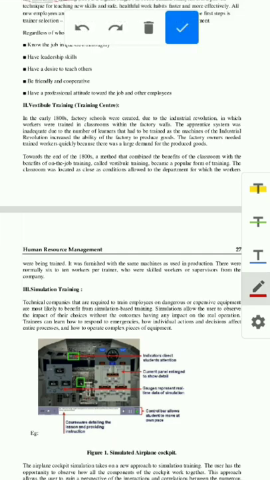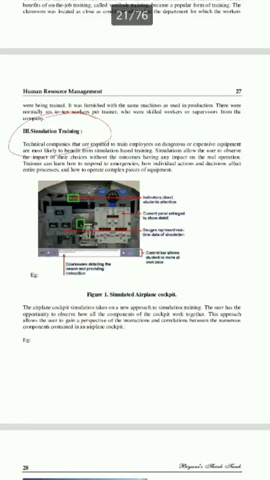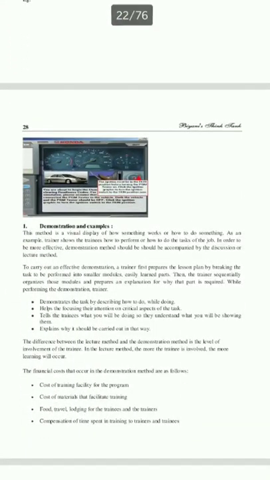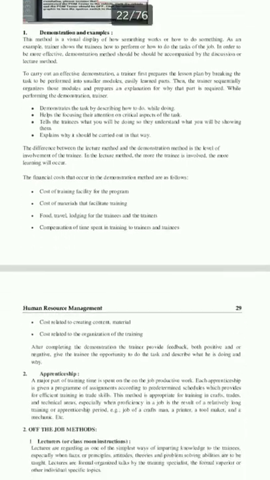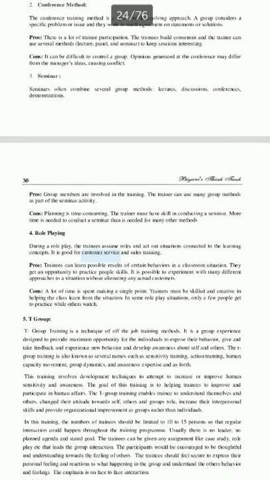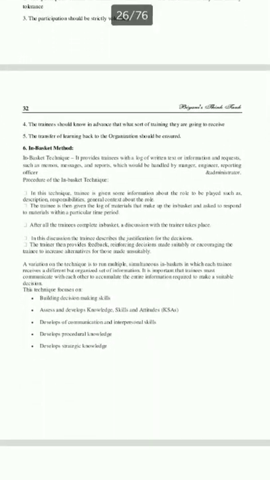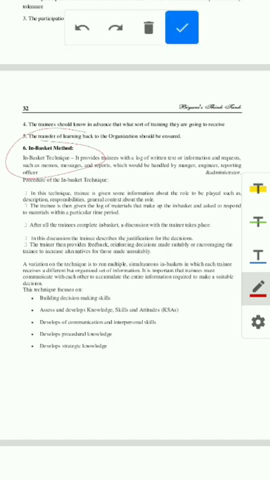So just by reading these 75 to 80 pages, you will get a very good gist about the book and very good knowledge about human resource management and very good understanding. So it is going to help you in a very great sense. In basket method.